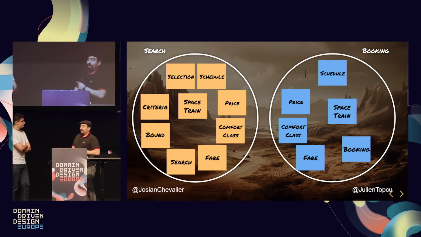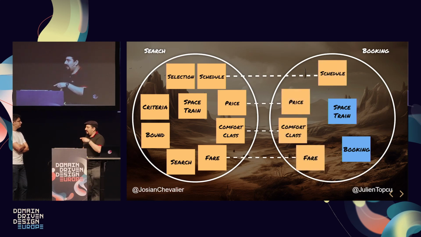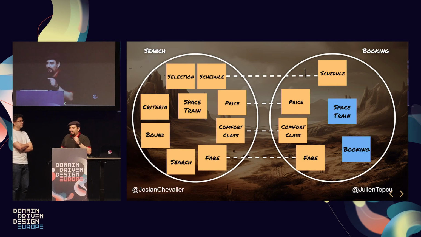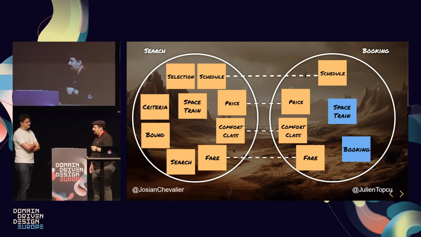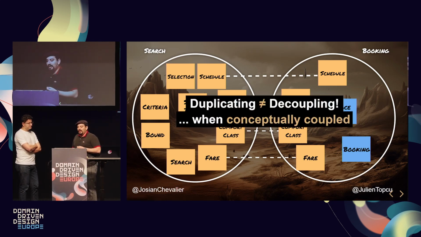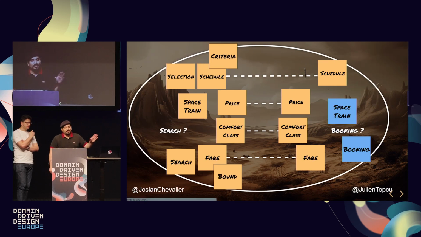Of course. That's not always the truth. Because here, in that case, schedule, price, comfort class, and fare, it's exactly the same thing in both cases, right? Mm-hmm. Exactly the same concept. So you cannot be sure that in the future, you won't have to make some evolution inside those concepts in a way that they will remain the same in both services. So maybe you have duplicated the cost of development, right? Because you have to know that decoupling doesn't necessarily, duplicating doesn't necessarily mean decoupling when the things are conceptually coupled, right? Right. Okay. So that's not the end of the story.